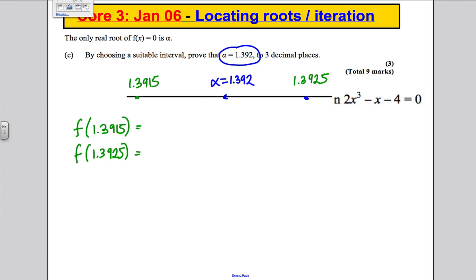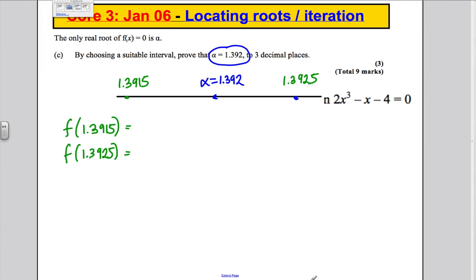So we're going to work that out at the 2 points shown. So 2x cubed, subtract x, subtract 4. Going to work that out for x is 1.3915, and we get ourselves the following: negative 0.00285. And if we type it in for 1.3925, we get ourselves 0.00777. So therefore we have a change of sign.